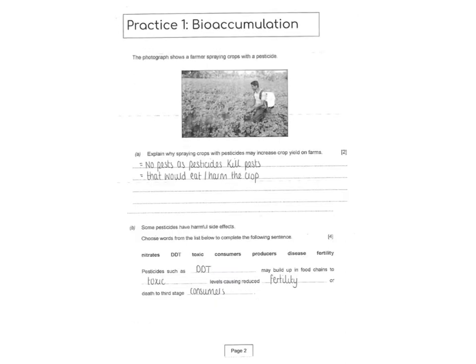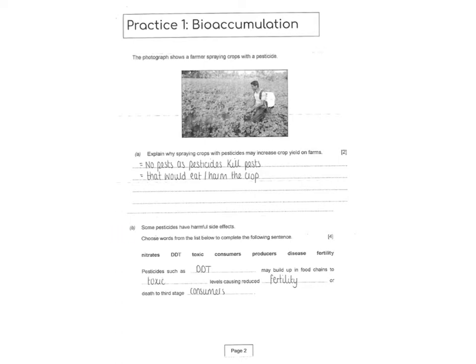Next question, a photograph shows a farmer spraying crops with a pesticide. Explain why spraying crops with pesticides may increase crop yield on farms. So there's going to be no pests, as the pesticides kill pests, so it's going to increase the crop yield. And for the second mark, we have to say that the pests are those that would eat or harm the crop. It's pointless killing pests that aren't going to harm the crop that they are on.